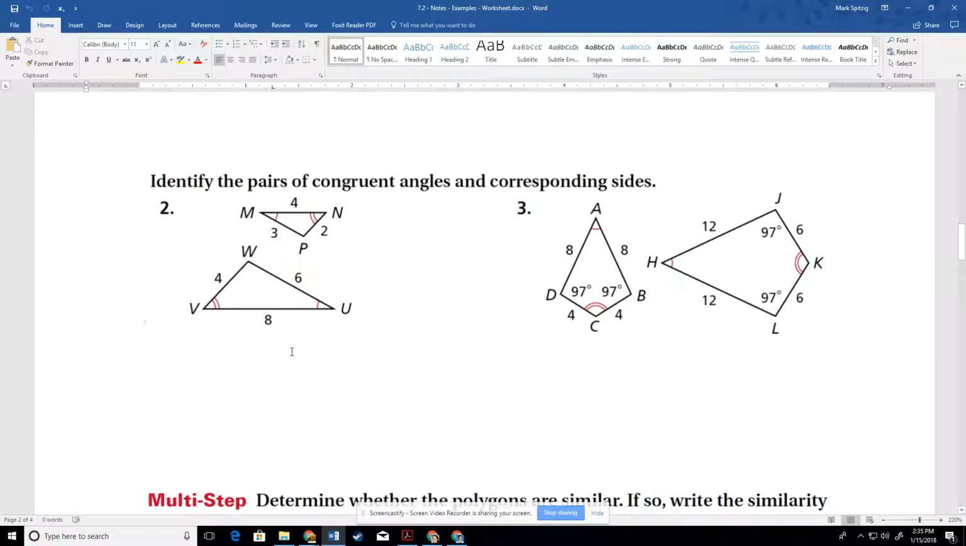All right, so here we go with 7.2. So let's jump into this here. It says identify the pairs of congruent angles and corresponding sides. Okay, so we can do that.